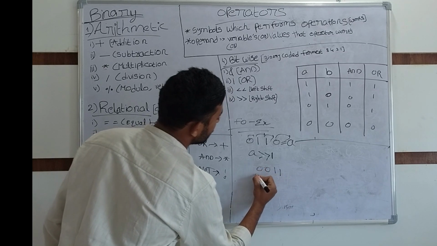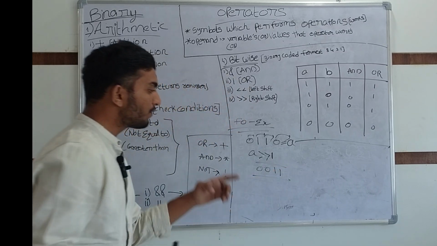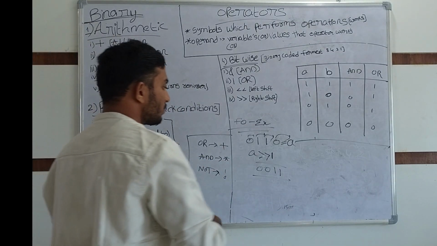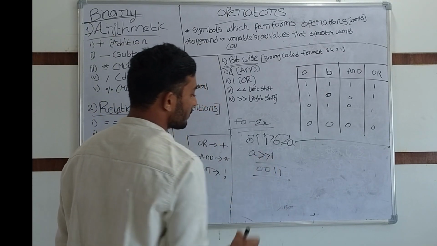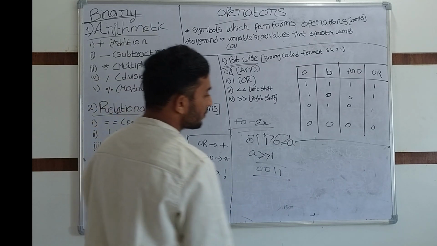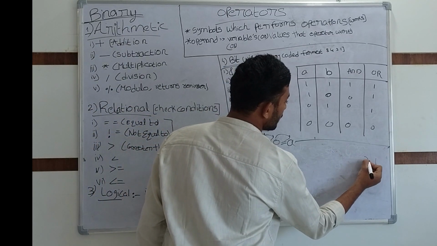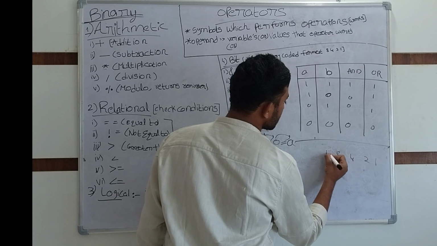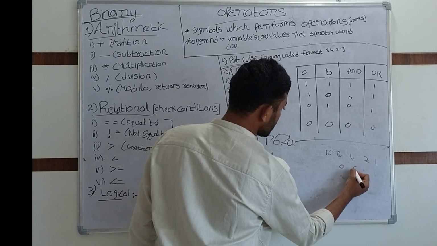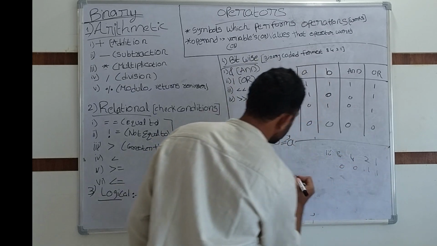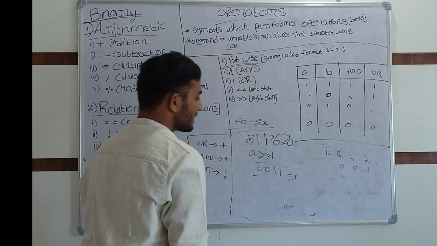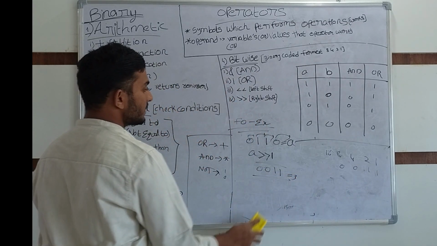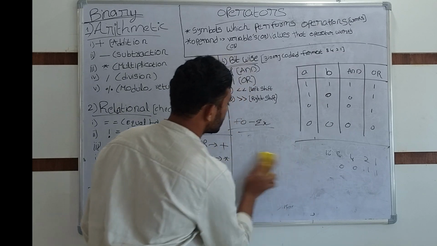By shifting one to the right side, what do we get as the output? 1, 2, 4, 8, 16. Here 0, 0, 1, 1. That means the result is equal to 3. Same like that.